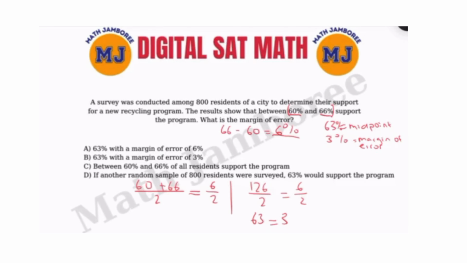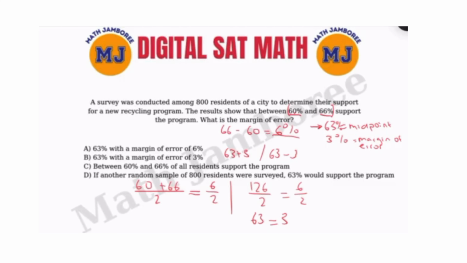And now, how do we know that this is the true answer? As we know, 63% is our midpoint. So either 63 plus 3 or 63 minus 3 have to equal 60% and 66%. 63 plus 3 is 66, and 63 minus 3 is 60. So that is the correct answer. We solved it correctly.